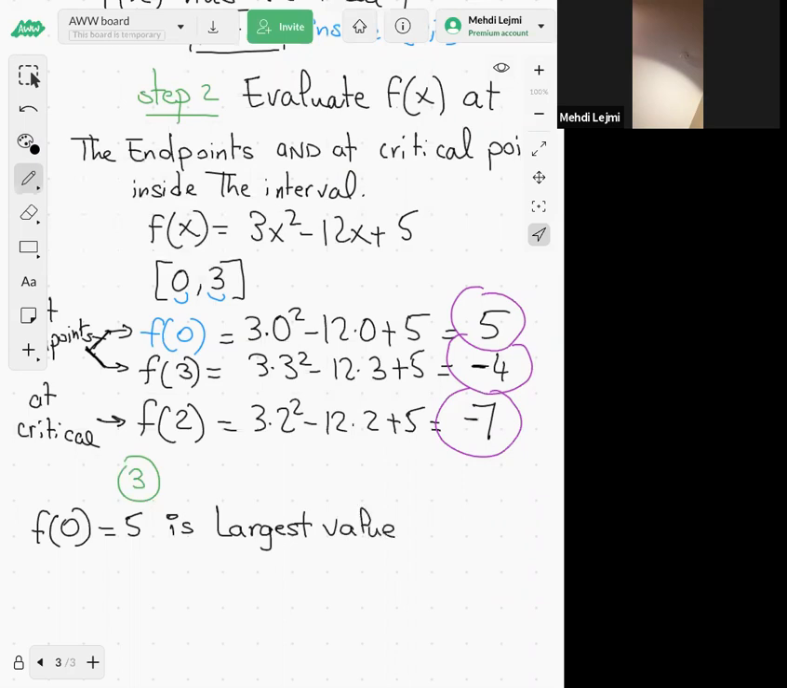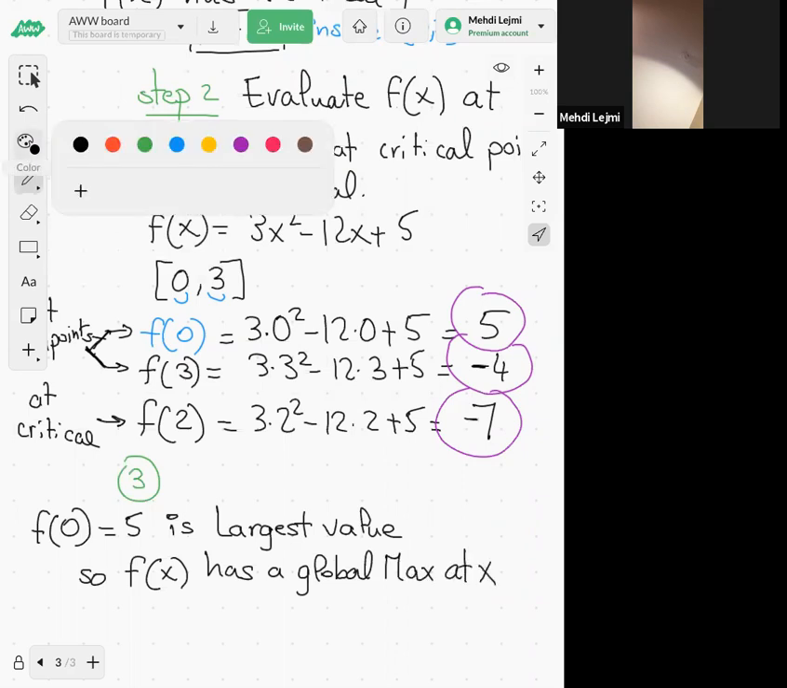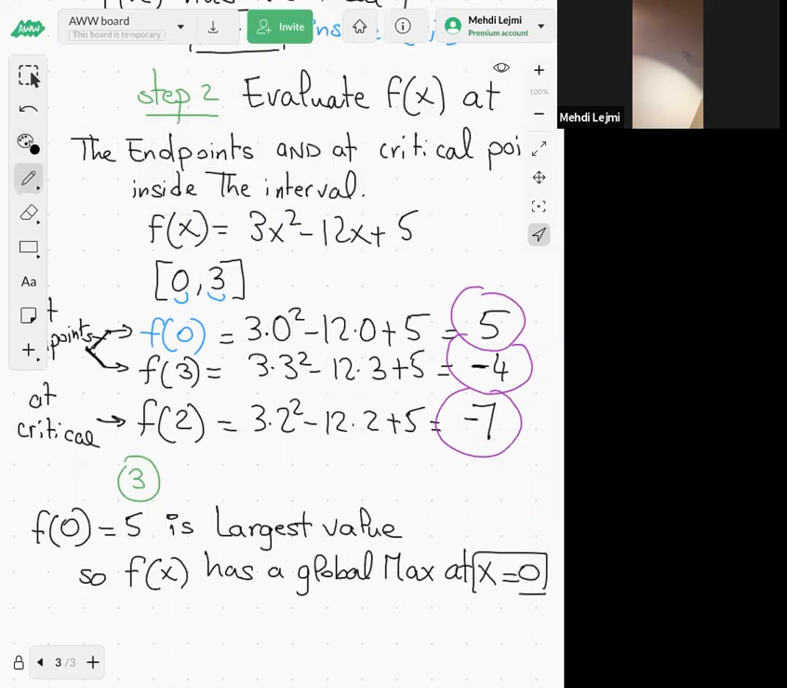Okay, so f of x has a global or absolute maximum at x equal. So in your answer, guys, in the test or in the final, you have to specify the value of x. So it's x equal to 0, because my x here is equal to 0, right?